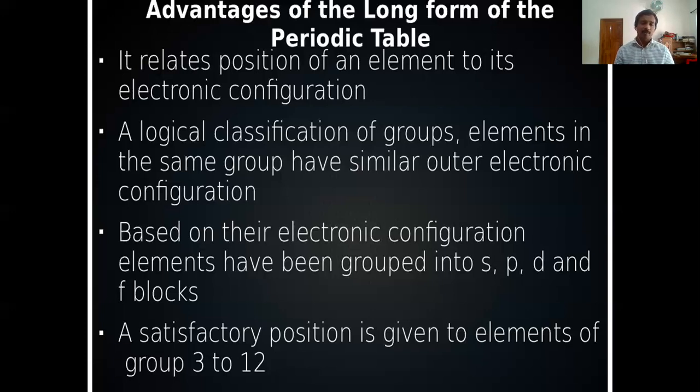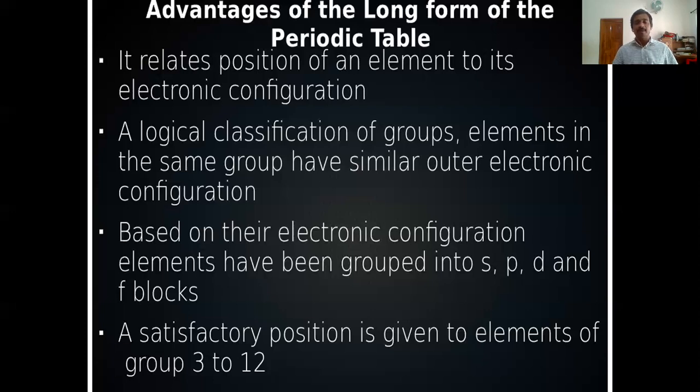Based on their electronic configuration, elements have been grouped into s, p, d, and f blocks. The periodic table is mainly classified into 4 blocks based on their electronic configuration. So we can study all the elements in 4 groups. That is an advantage of this periodic table.